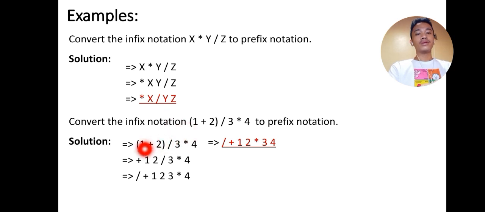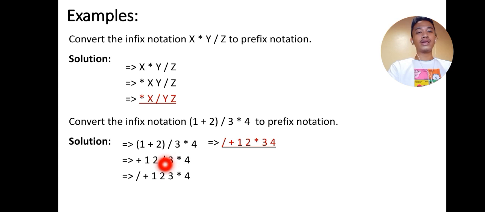From left to right. Since this section has already been converted, we need to convert the next section, including the divided by 3. So plus 1, 2 divided by 3. Apply the syntax, and the division operator is transferred to the first place, followed by plus 1, 2, and 3. And copy the multiplication symbol and the number 4. And we have this result, but we are not finished yet.